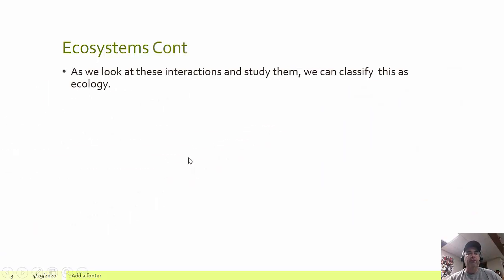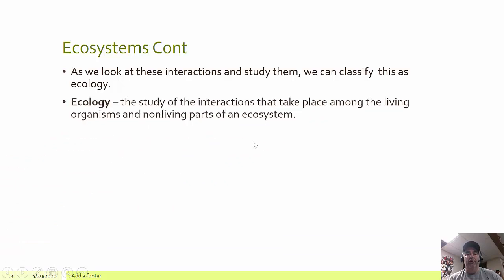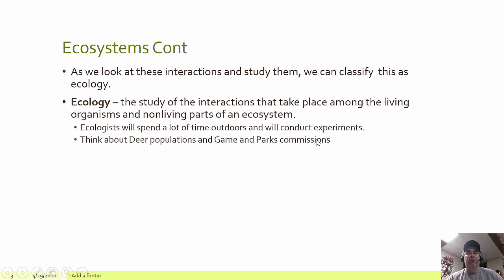As we look at these interactions and study them, we can classify this whole study as ecology. Anytime you see the word ology, it's a study of. Here we're going to be studying the interactions that take place among both those living and non-living things that I talked about earlier. Ecologists will spend a lot of time outdoors. They'll be conducting experiments. They'll look at the water quality, they'll look at the trees, and they'll look at what the soil is like and stuff like that.